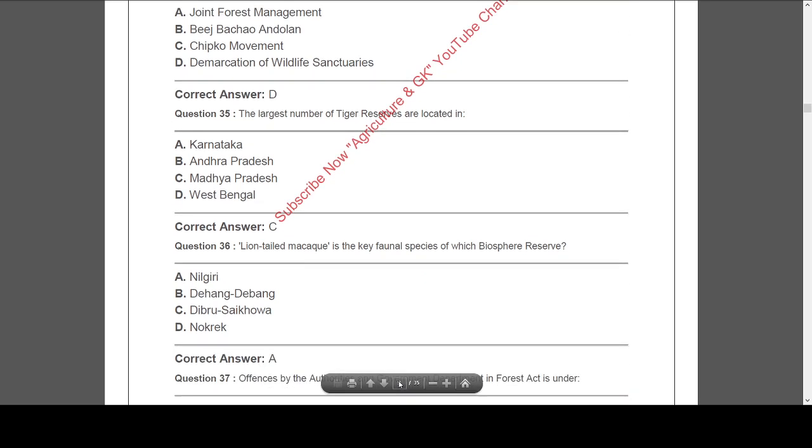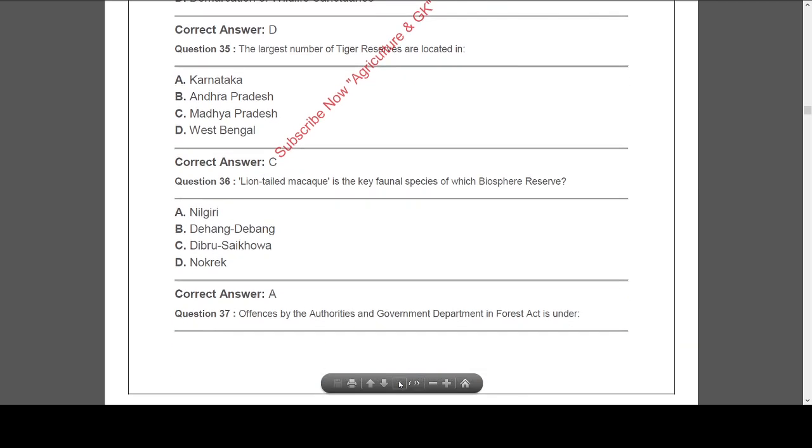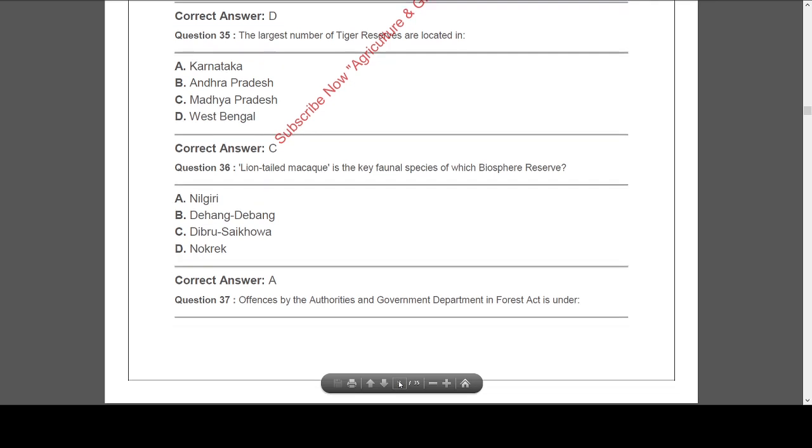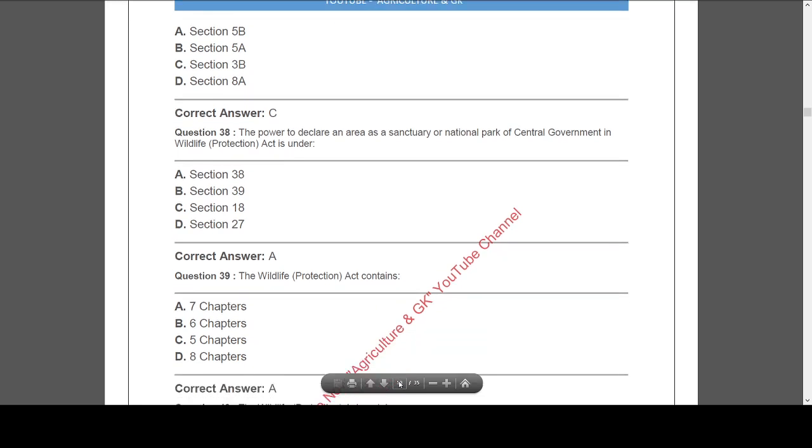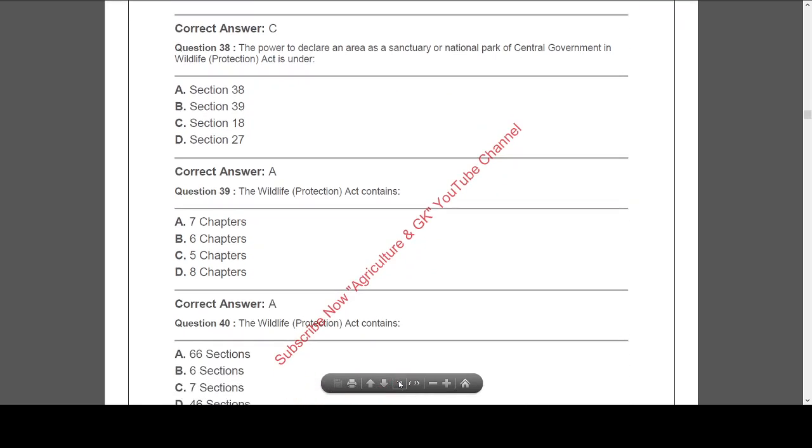The largest number of tiger reserves are located in Madhya Pradesh. Lion-tailed macaw is a key faunal species of which biosphere reserve? It is in Nilgiri. Offences by the authorities and government department in Forest Act is under Section 3B. The power to declare an area as a sanctuary or the national park of central government in Wildlife Protection Act is under Section 38. ये sections तो एक ना एक तो पूछे जा सकते हैं, so you have to concentrate on this particular sections. The Wildlife Protection Act contains 7 chapters.